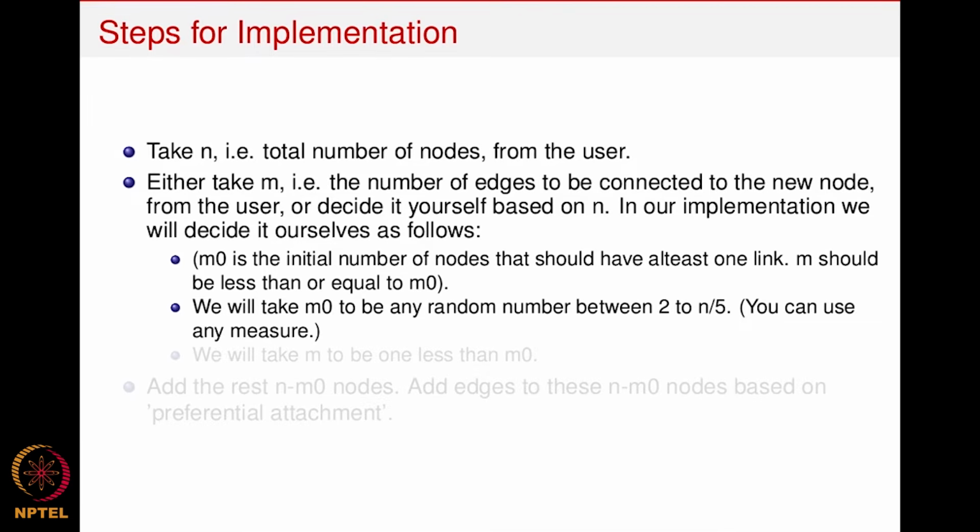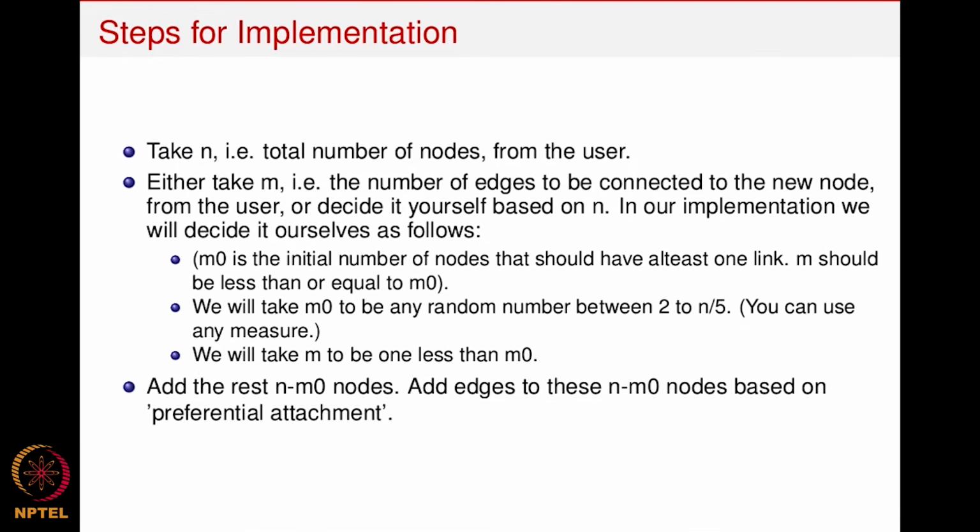So in our code, we'll have m0 to be any random number between 2 and n by 5. This is just an assumption that we are taking. You can go ahead with any value of m0. You can fix on a value, m0 equal to 4. So every time you will start with an initial network of 4 nodes. And m we will take to be m0 minus 1. You can take any value.